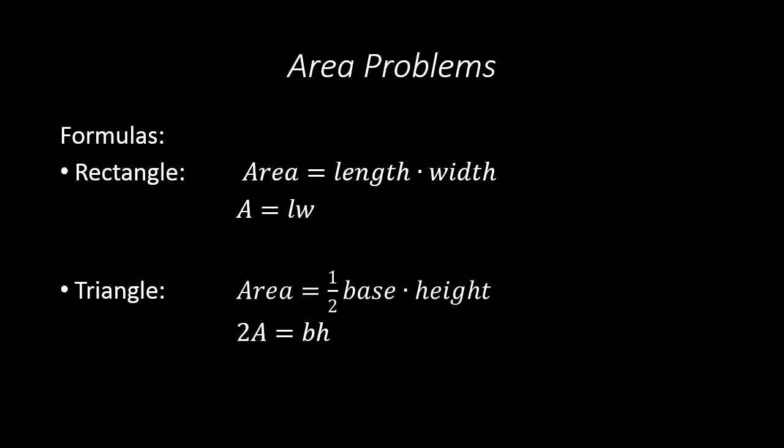The opposite of taking a 1/2 of something is doubling something, so if I want to undo that 1/2 of my base, I actually need to double both sides, and so double the area, or 2 times the area, equals base times my height. And I highly, highly recommend that you use that formula from here on out because it will make your life so much easier when doing these sorts of problems.